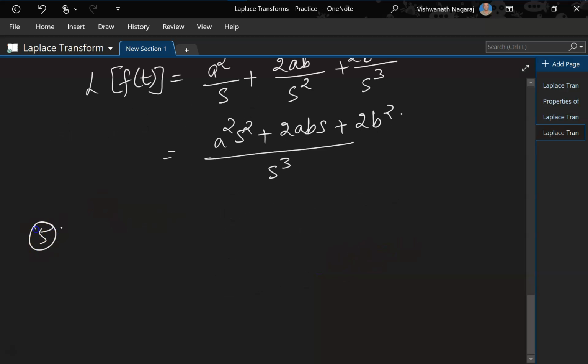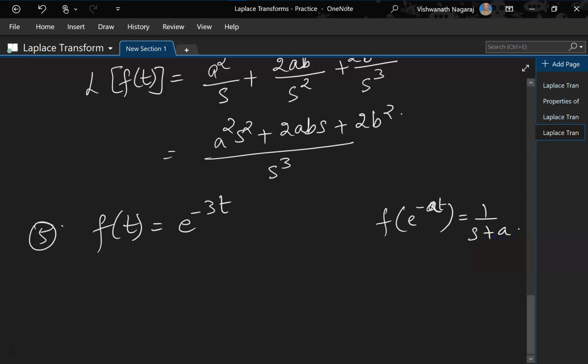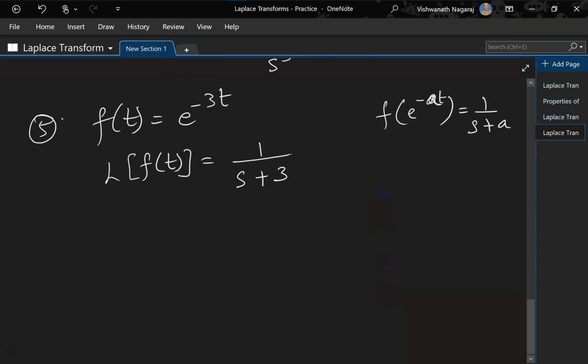Okay, now let's look at the next one. Let's say f of t is e to the power of minus 3t. Remember, this pattern is e to the power of minus at, or kt, whatever, minus at, and this we know is equal to 1 by s plus a. So here the Laplace transform of f of t would be equal to 1 by s plus a. A is what? 3. So 1 by s plus 3.